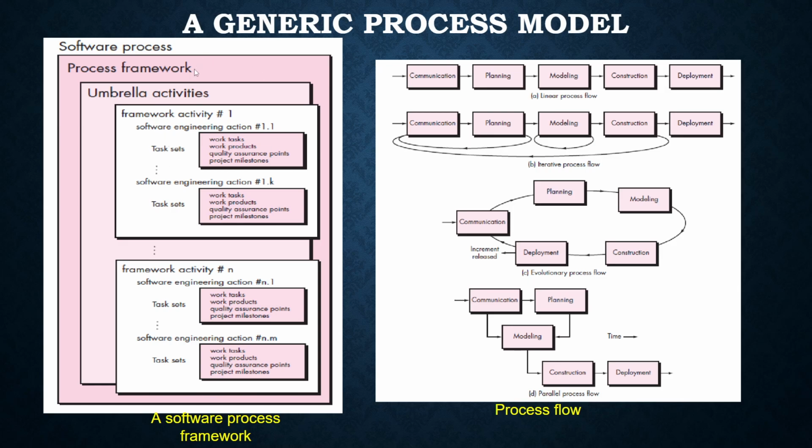And on top of it is a process framework. You put everything together, you call this a software process, right? So what are the various phases? Communication, planning, modeling, construction, deployment. Linear: from the first step to the last step, if there is no deviation, you call it a linear process flow.